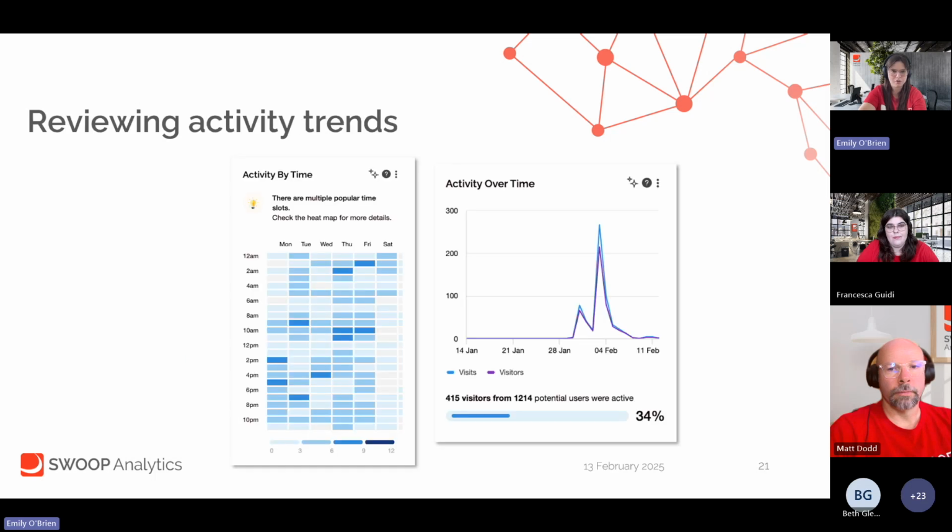Let me just show you in terms of reviewing that and putting it into action with some of the data. The first one that you'll see there is what our standard activity by time report is going to tell you, so you can really clearly see days of the week and times of the day, and then break that down for maybe a particular site, a particular piece of content, or a particular audience, and then start to map out and look at that metric to inform how you're going to take your next steps. And the second example that we have there is activity over time.